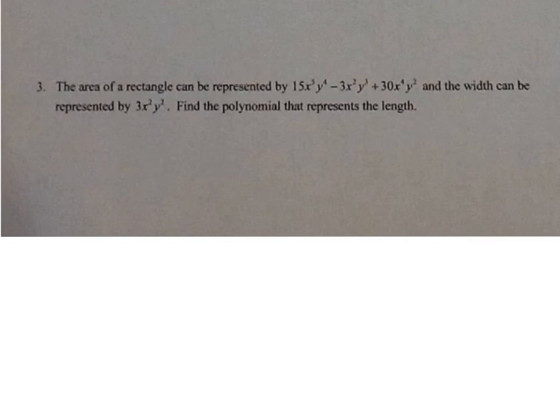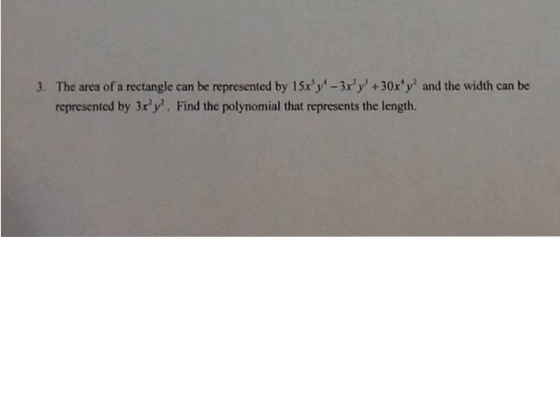Okay, so number 3 says the area of a rectangle is 15x to the 5th, y to the 4th, minus 3x squared, y to the 3rd, plus 30x to the 4th, y squared. And the width can be represented by 3x squared, y squared. Find the polynomial that represents the length.